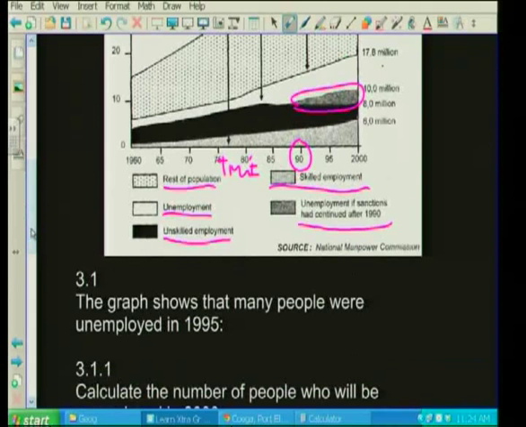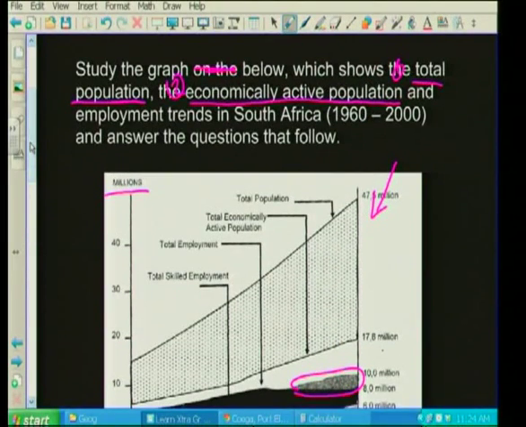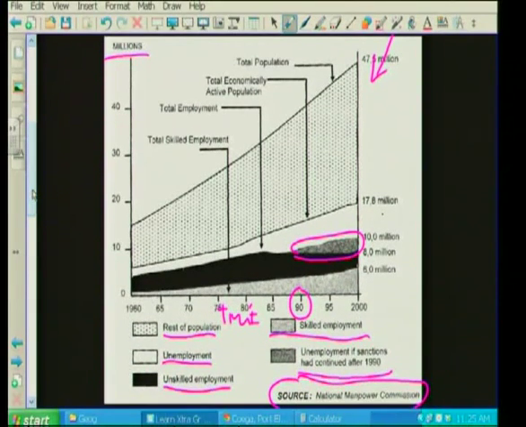Always look at the source of your information. This comes from the National Manpower Commission, so that's an important thing to just remember there in the background. So the third thing there is the employment trends in South Africa over time. That's the third aspect, or the third part of this graph. So we've spent a little bit of time looking at the graph and deciphering it, right?